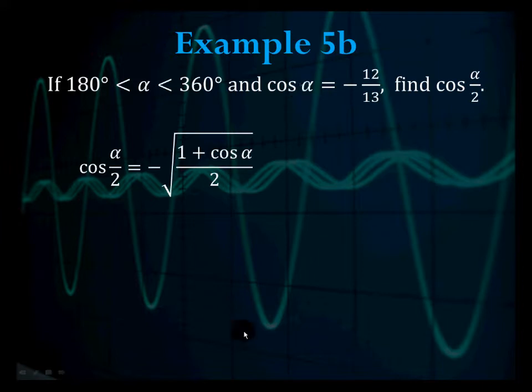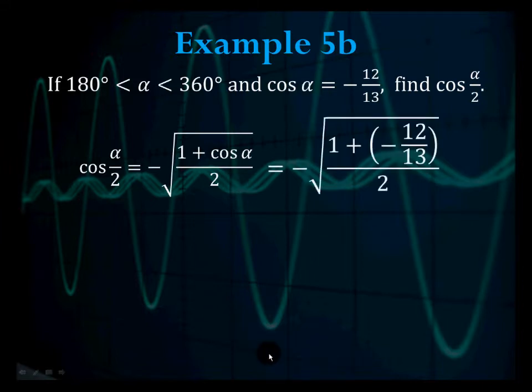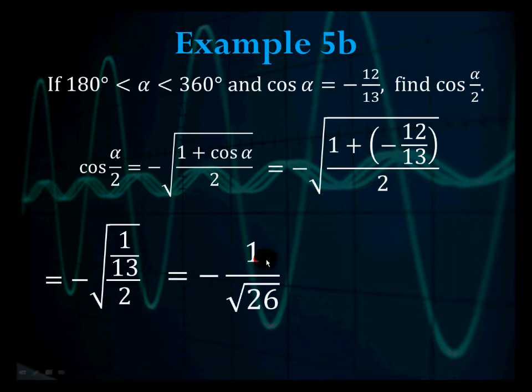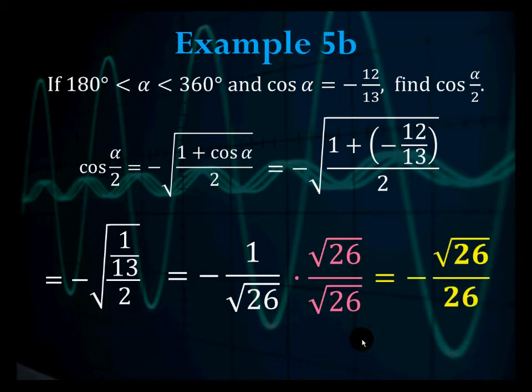We know cosine alpha, you just plug that in. So we get 1 plus a negative 12 over 13 all over 2. And if you simplify that, you get negative 1 over the square root of 26. This becomes 1 over 26. Square root of 1 is 1. Again, get the radical out of the bottom. I was going to say the bottominator. That doesn't make any sense. And your answer is negative root 26 over 26.